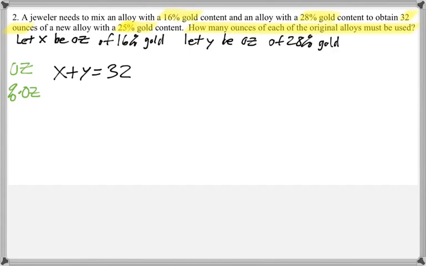Okay, the percentage times the ounce. X is the 16% one, so I want to multiply 0.16 by X. Y is the 28% one, so I want to multiply Y by 0.28. And then for the final one, they're trying to get a mixture of 25%. But I can't just put 25 or 0.25 here, because here I'm multiplying the percent times X, which was the amount, and 0.28 times Y.